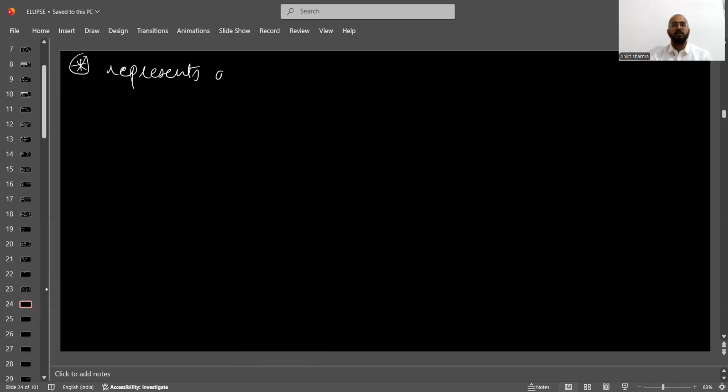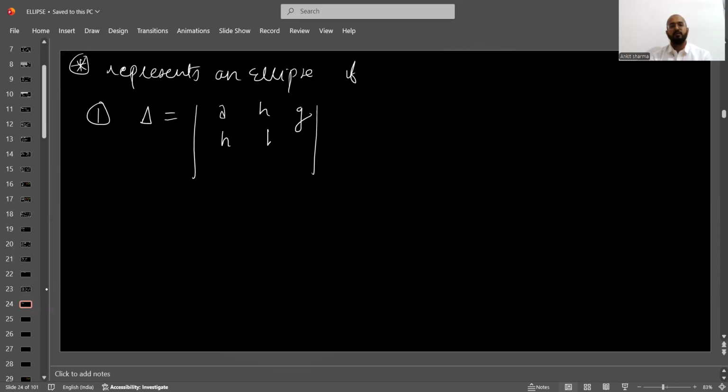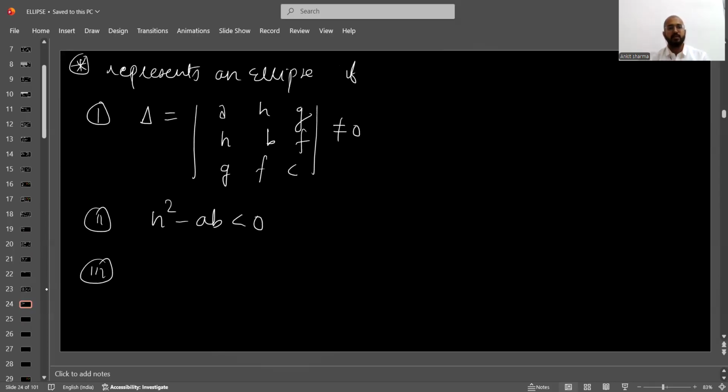So the star equation represents an ellipse if, the first thing, the determinant should not be 0. And the second part is that h square minus ab should be negative. H square equal to ab was for the parabola, and here h square minus ab should be negative. And the third part is that the eccentricity should be strictly between 0 and 1.